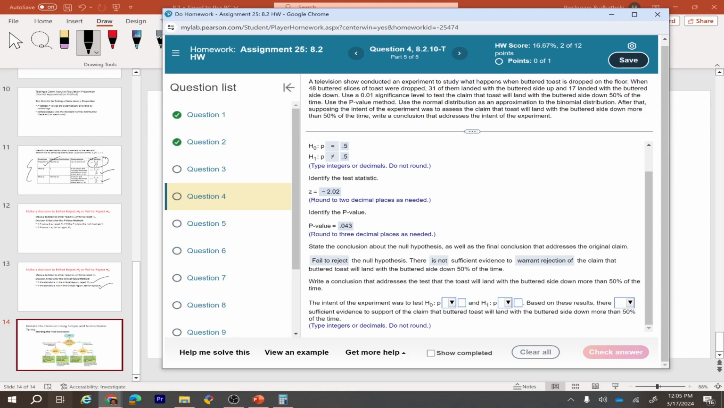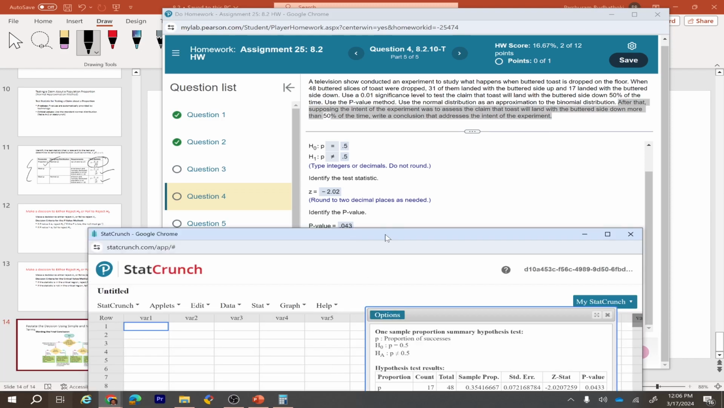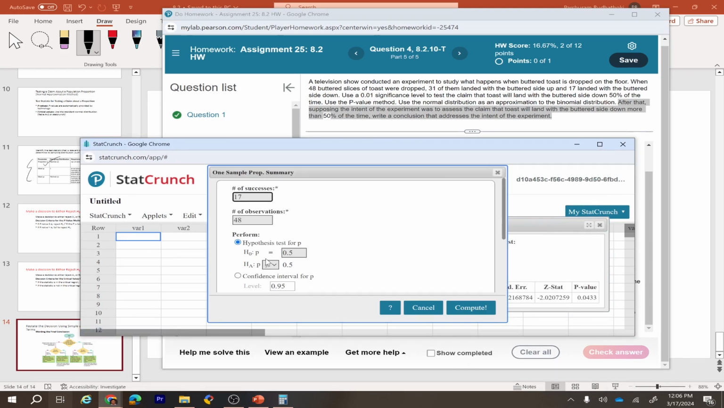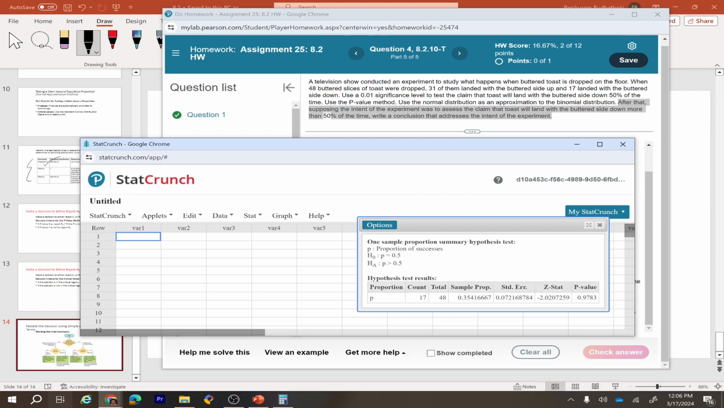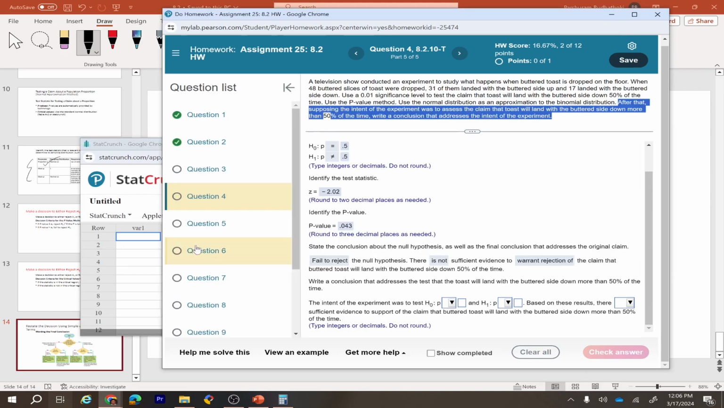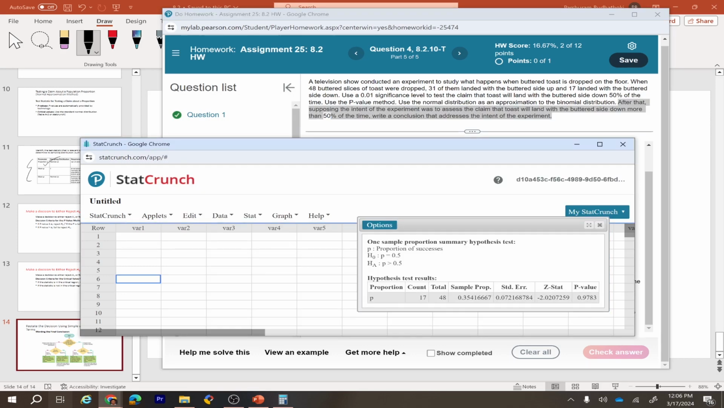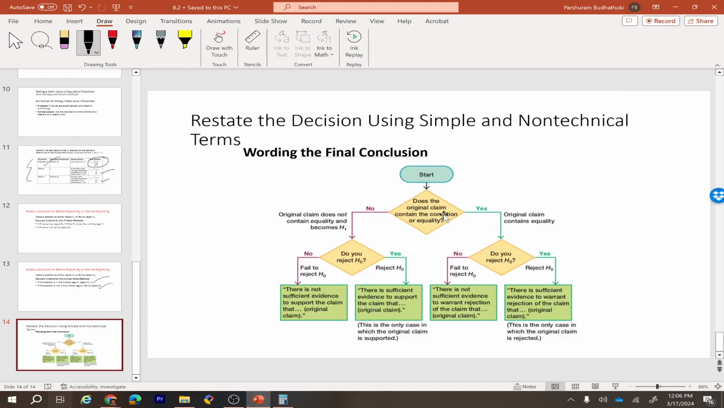Now the second part is we need to change our requirement here. What is that? This is the second problem. Supposing the intent of the experiment was to assess the claim that toast will land with the butter side down more than 50%. So this time we go to StatCrunch again and we edit our option. It's not equal, it's greater than 50% of the time. So if you do that, our value would change. If you do greater than 50%, the p-value would be 0.97. So a 0.97 p-value means it's greater than alpha. So if it's greater than alpha, fail to reject. But to make the final conclusion, you go to the left side, because the claim is greater than 50%.